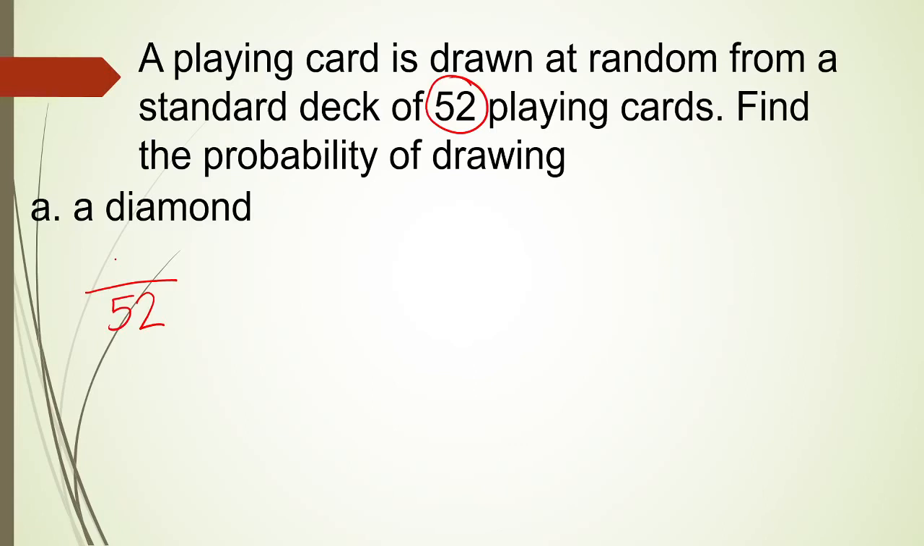Kanang 52, i-divide nato kaupat, tagpila-pila man kada suit. There will be... Sure, 52 divided by 4 is 13. Mao ni atong gipangita. Now, reduce nato ning 13 over 52.